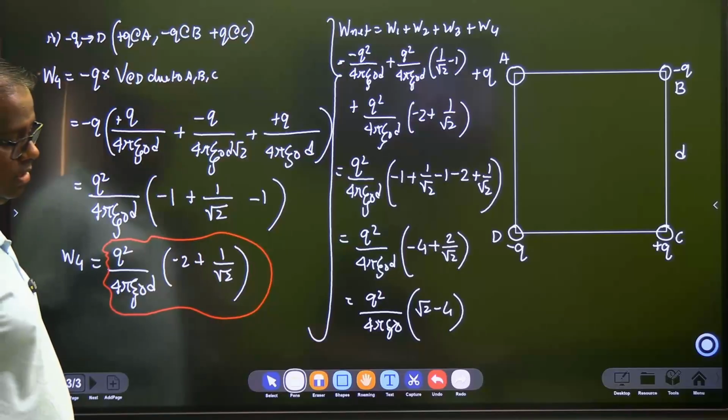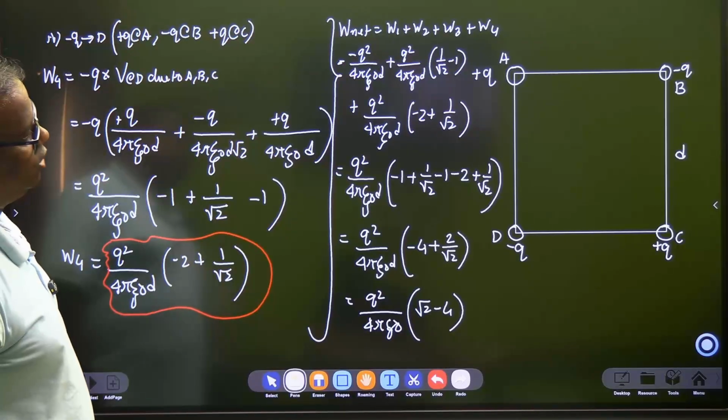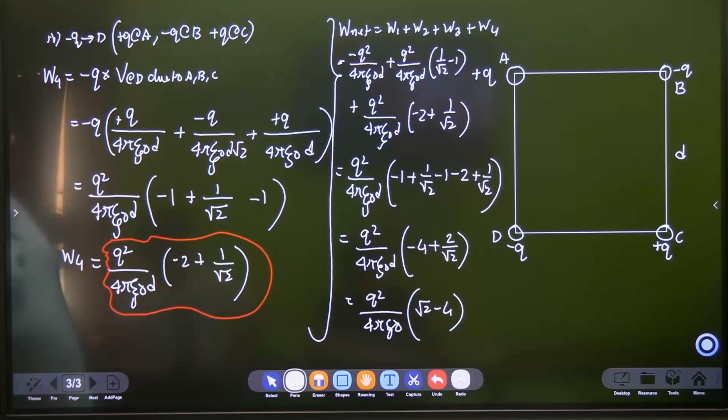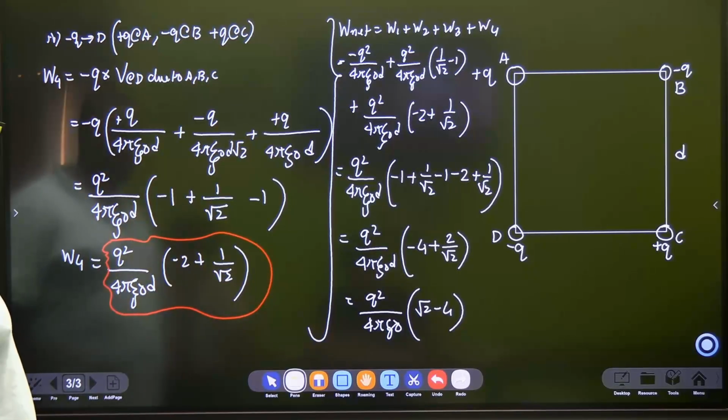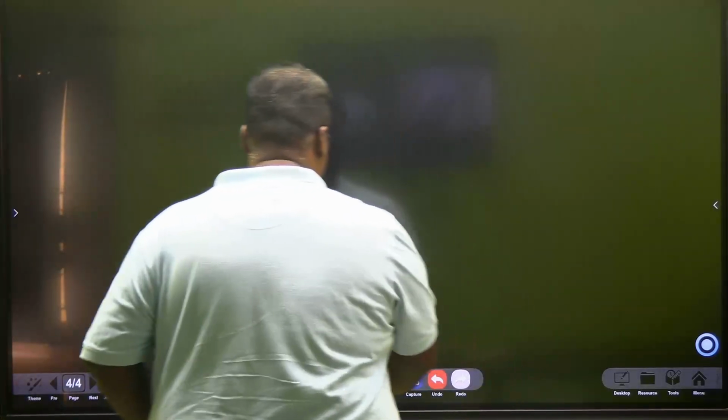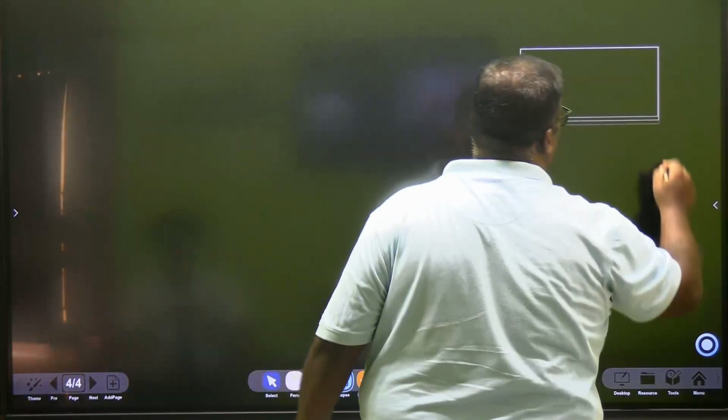Simple, just calculate q times the potential at the point due to all charges. This concept is like superposition. Go on adding the potential due to each charge. This was a part of the problem. So we have a B part of the problem also. So let's see what is the B part of the problem.